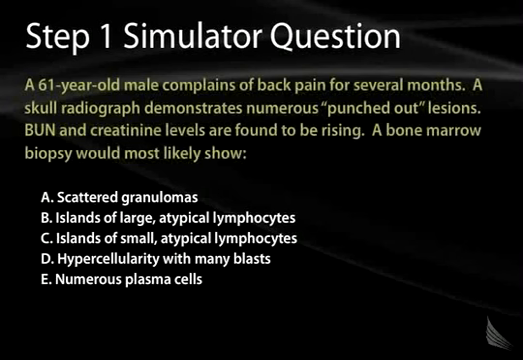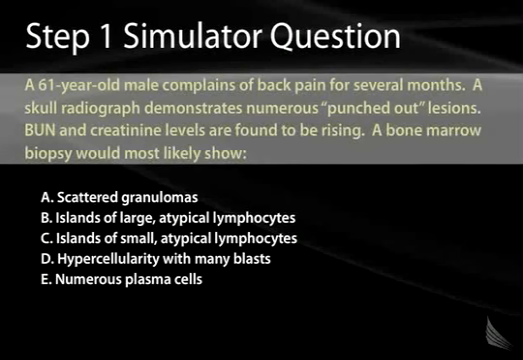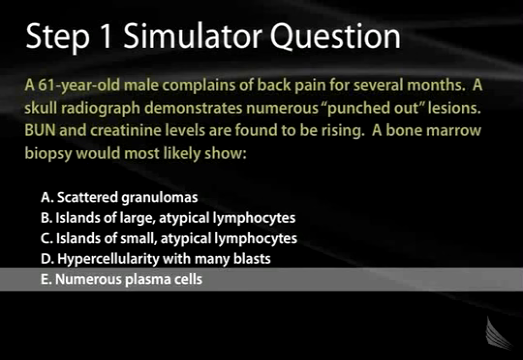So the simulator question for Step 1: a 61-year-old male complains of back pain for several months, and a skull radiograph demonstrates punched out lesions. You see BUN and creatinine levels that are found to be rising. A bone marrow biopsy would most likely show, this is clearly a question that's asking about plasma cell myeloma, so you're looking for what you would try to see there. So you would see numerous plasma cells in the answer to this question. So this is a gentleman who's manifesting the symptoms and signs of plasma cell myeloma.